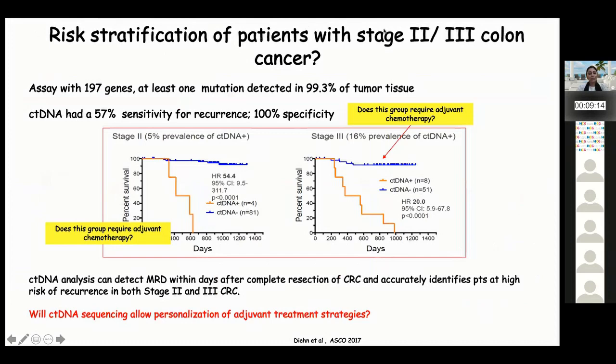Now, when you look specifically at those patients with stage 2 and 3 disease, when you substratify them, it makes you wonder: those patients with stage 3 disease who are ctDNA negative tend to do very good. Do these patients actually require adjuvant chemotherapy? That is the question we ask. And stage 2 patients who are ctDNA positive do very badly. Do these patients also require adjuvant chemotherapy?